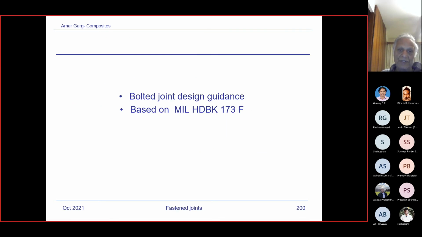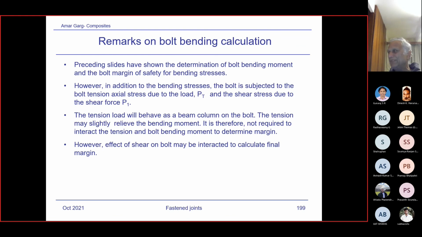Bolt joint design guidance. So far, any questions on those methods? That basically the equations you can find in some references also, and read this presentation. If you have any questions, do ask me next time.